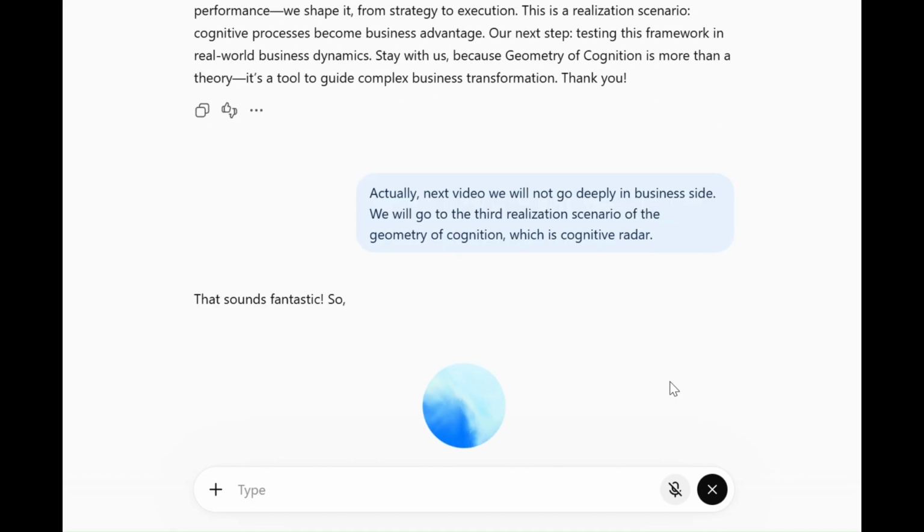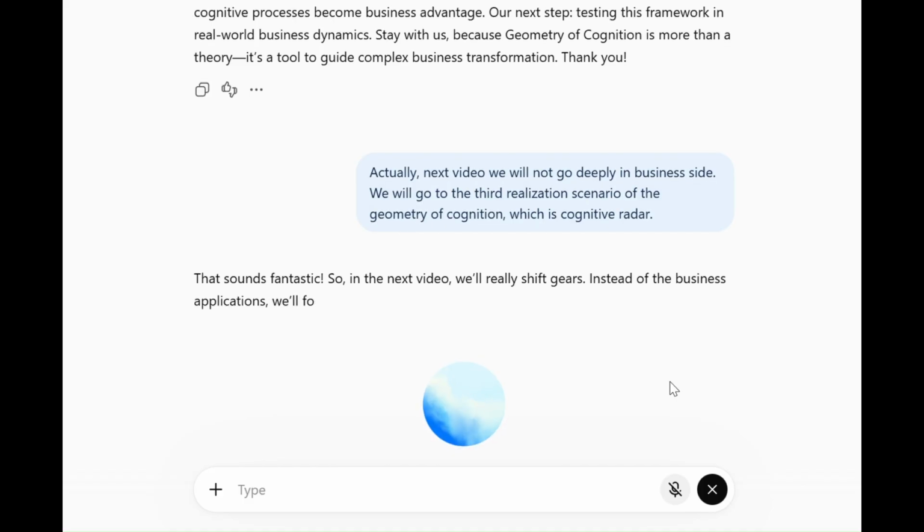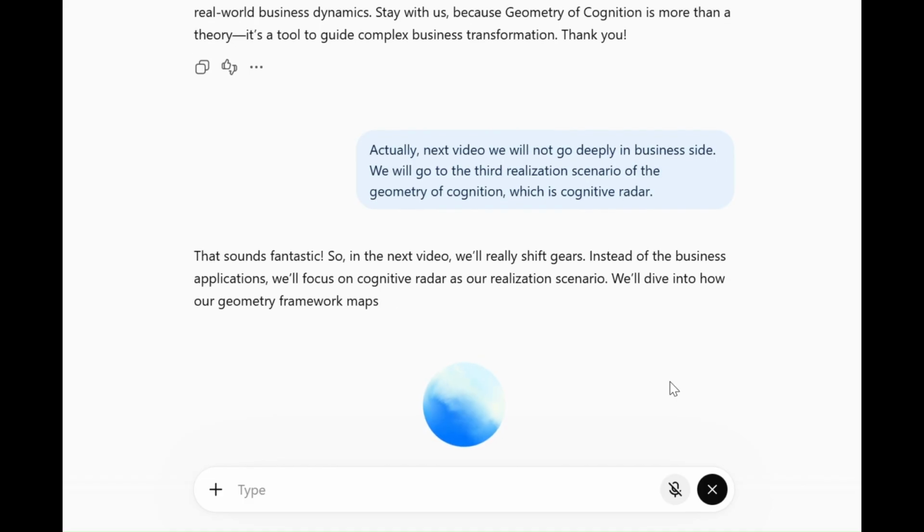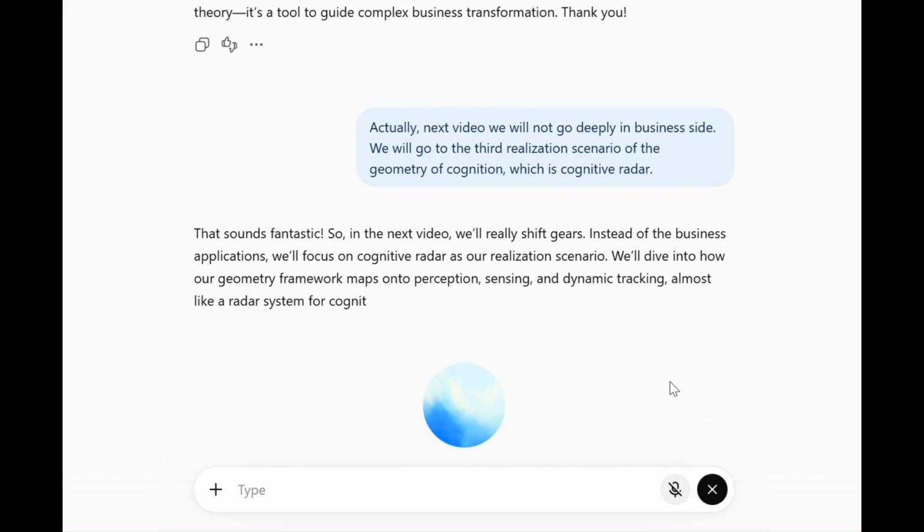That sounds fantastic. So, in the next video, we'll really shift gears. Instead of the business applications, we'll focus on cognitive radar as our realization scenario. We'll dive into how our geometry framework maps onto perception, sensing, and dynamic tracking, almost like a radar system for cognition. I can't wait to explore that next.